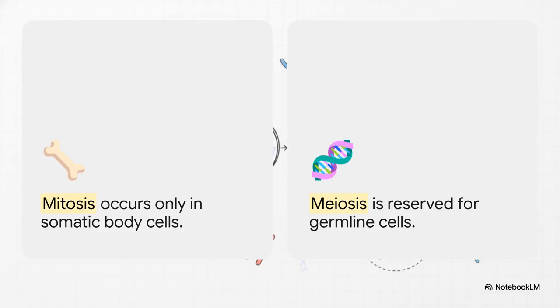Here's another really frequent mistake: assuming all cells undergo the exact same type of division. They absolutely do not. Mitosis occurs only in somatic cells, those are your regular body cells, creating identical diploid copies for growth. Meiosis, on the other hand, is strictly reserved for germline cells, creating those genetically unique haploid gametes for reproduction. Linking the division type to the specific cell type is an essential skill for your exam.